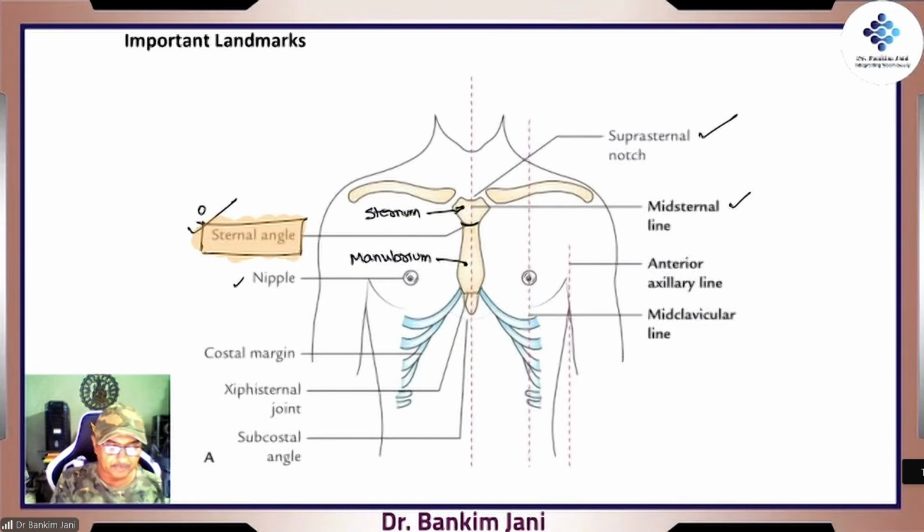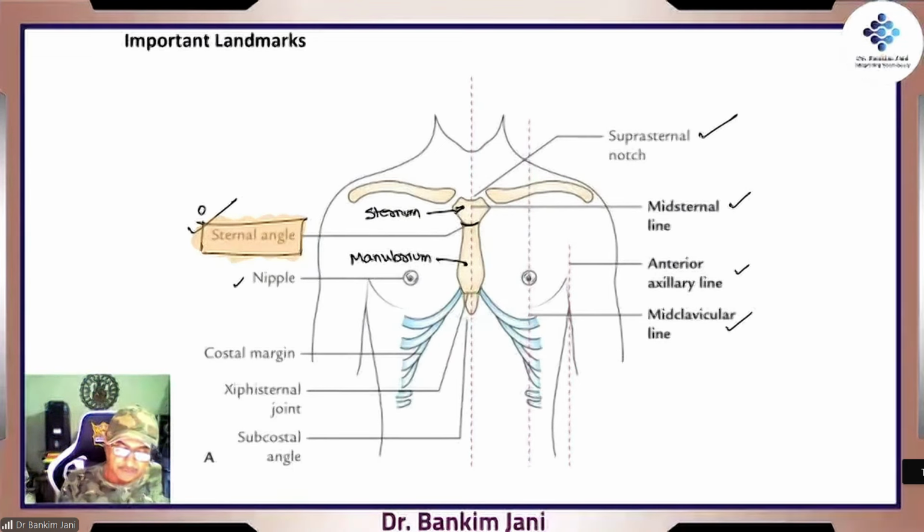These are the nipples. Then there is the mid-clavicular line. This is the line which passes through the midpoint of the clavicle, and usually it will pass through the nipples. That is the mid-clavicular line. And then we have the anterior axillary line. Axilla means armpit, fold. There are three lines in fact: anterior axillary, mid-axillary, posterior axillary. So this is the anterior axillary line.